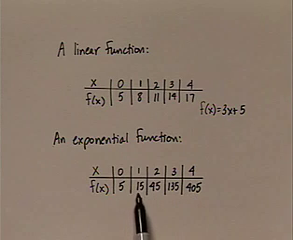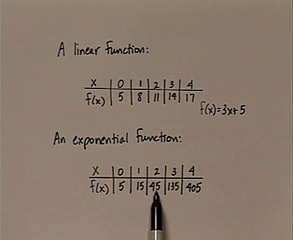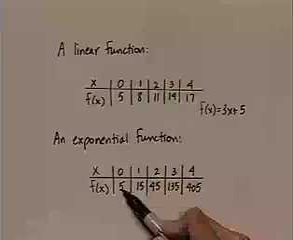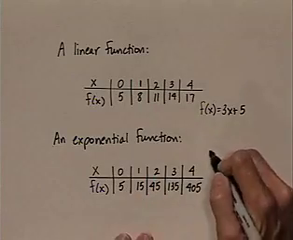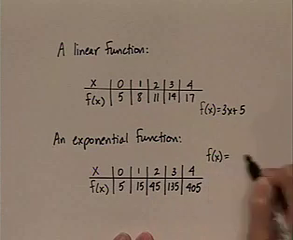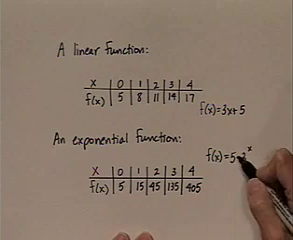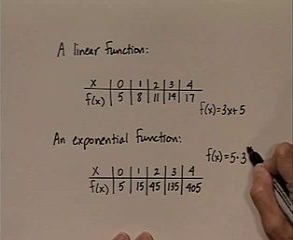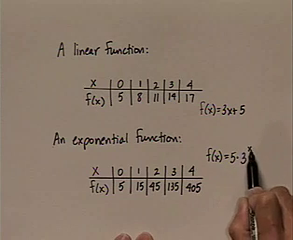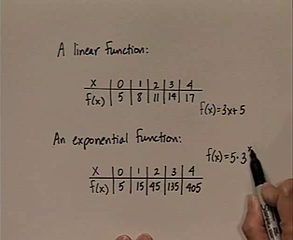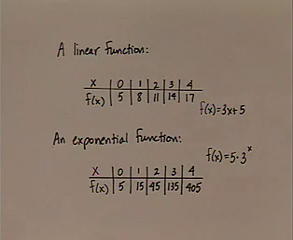There's a common factor that is used to multiply by a particular f of x value to get the next f of x value. Also notice from this table that when x is 0, f of x is 5, and I can write this particular exponential function as 5 times 3 to the x power, where 5 is multiplied by this quantity. Notice that when x is 0, 3 to the x would be 1, and f of x would be 5.